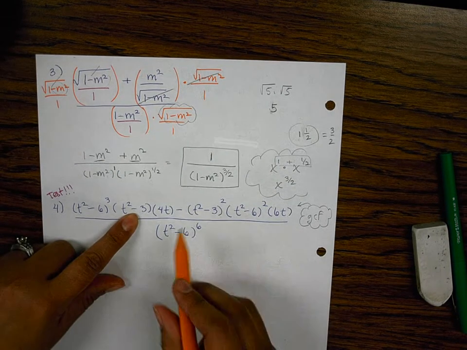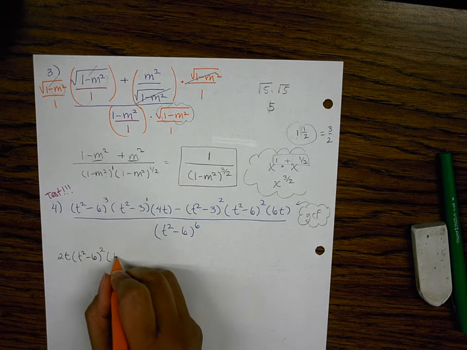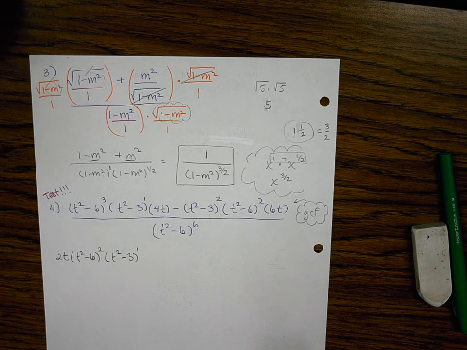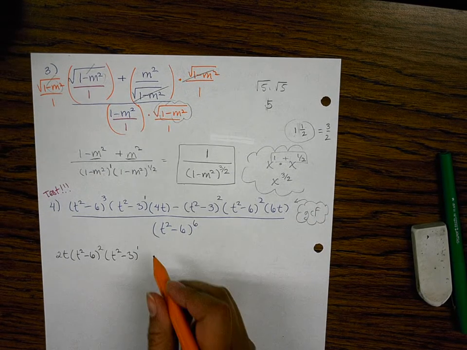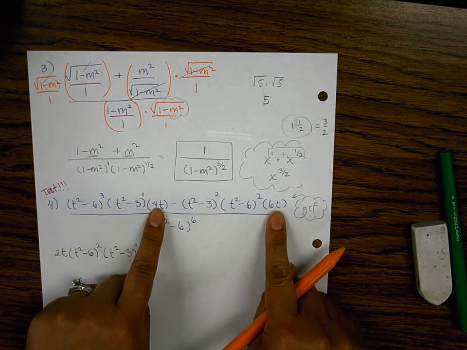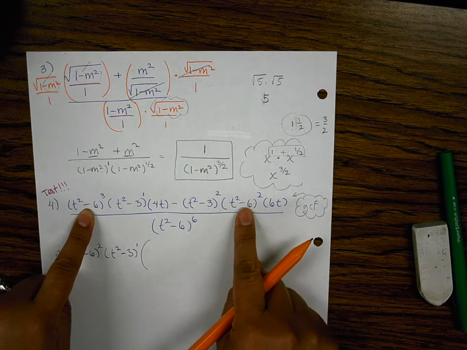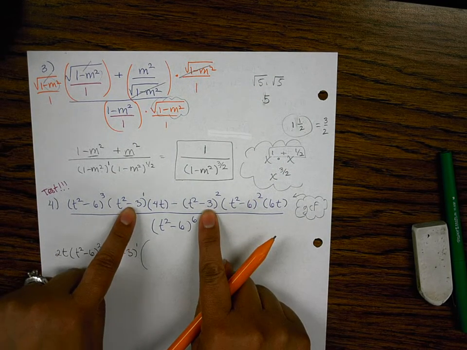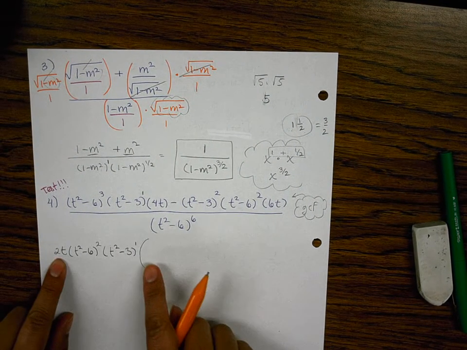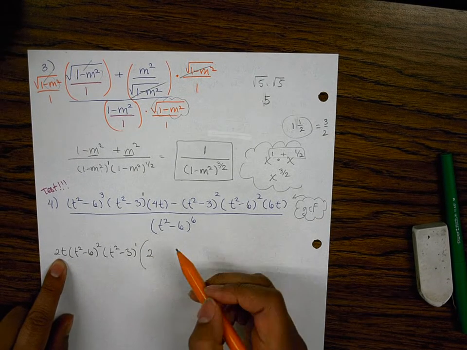So t squared minus 6 squared, and on the t squared minus 3, the first power is the smaller one. So t squared minus 3 to the first power, and then my big exaggerated parentheses for what's left. Okay, so 2t came out from this. T squared minus 6 to the second power came out for this, and t squared minus 3 to the first power came out for this. All right, so 2t times what is 4t?